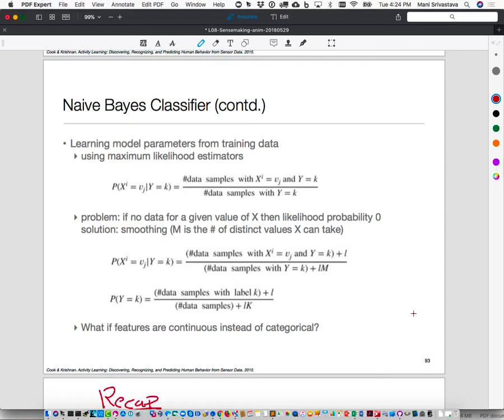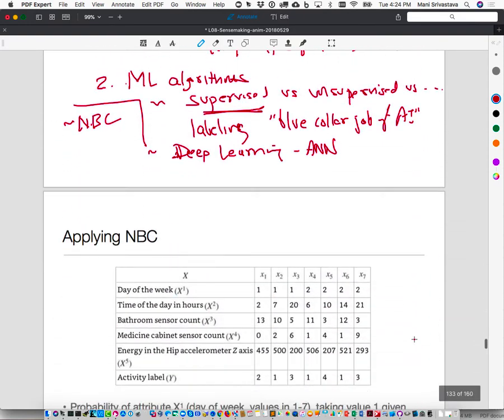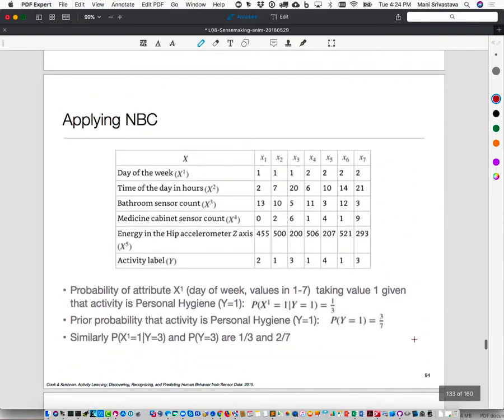Okay, so this is what we end up with in case I have categorical values. But what if I have continuous values? We'll see the answer to that a bit later. But before that, this is just an example.